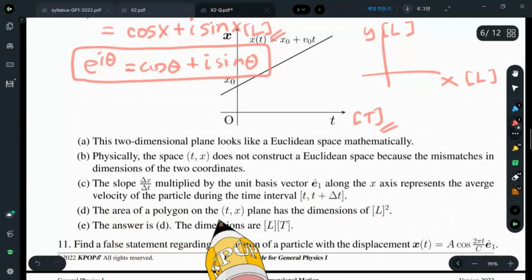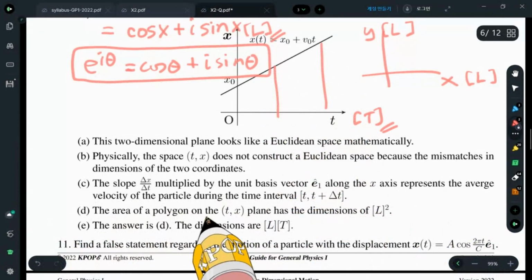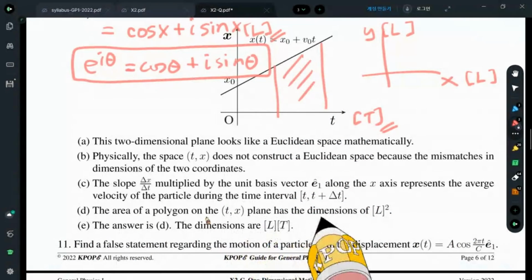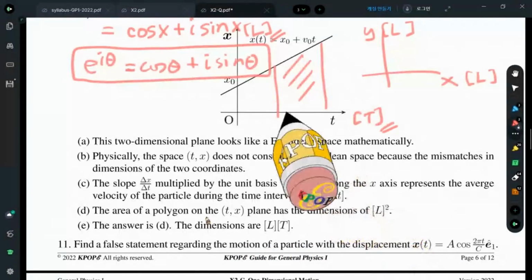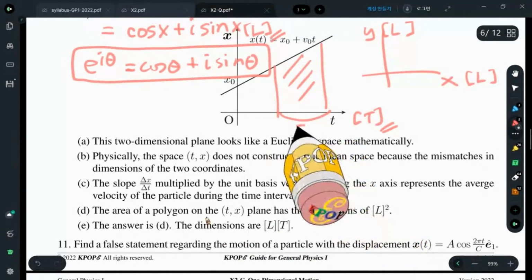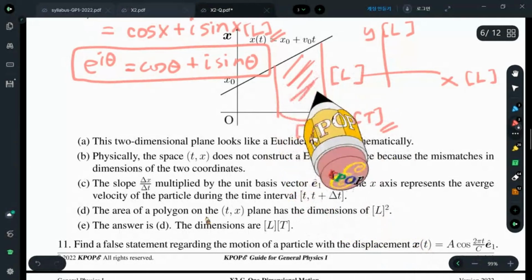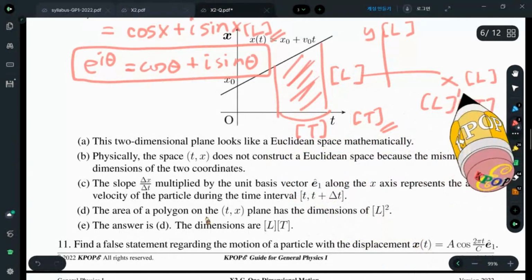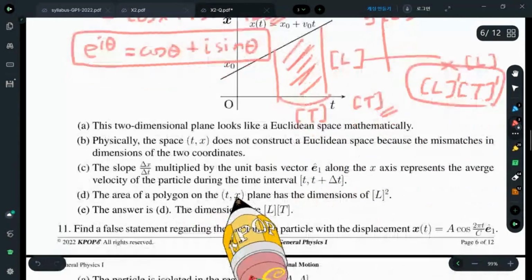Area of the polygon on the tx plane has the dimension of length squared, wrong. This is dimension of time. This is of dimension of length. The area must be length times time. This one is the answer. This one is wrong.